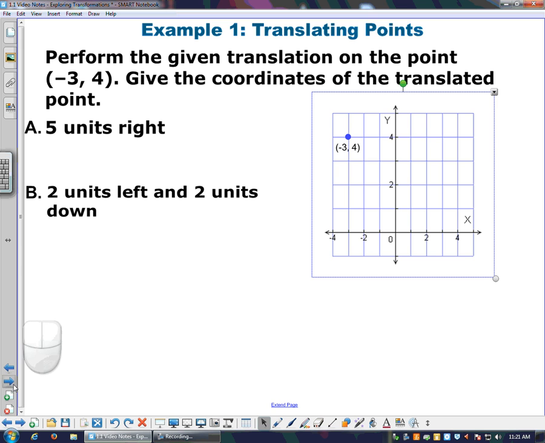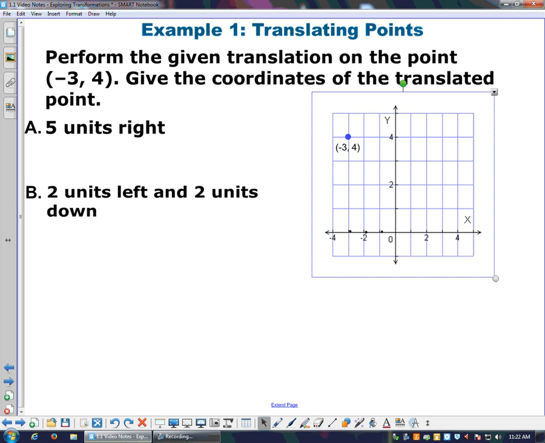So our first example is going to be translating points. We're going to perform the given translation on the point (-3, 4). Just a refresher: when I plot the point (-3, 4), that first number is the x. So I travel 1, 2, 3 to the left, and then 4 up on the y-axis. We're going to find the new coordinate of the translated point.